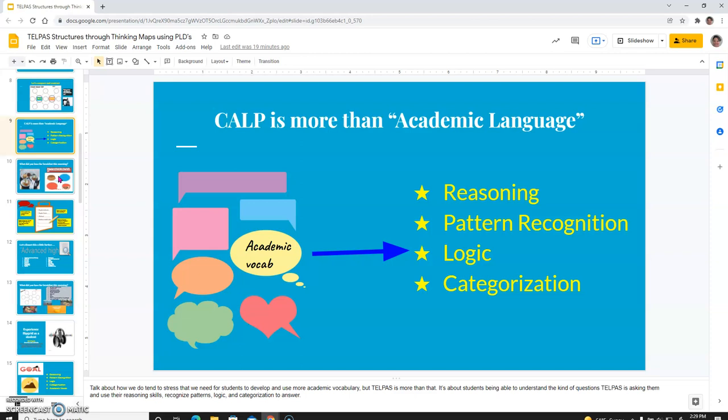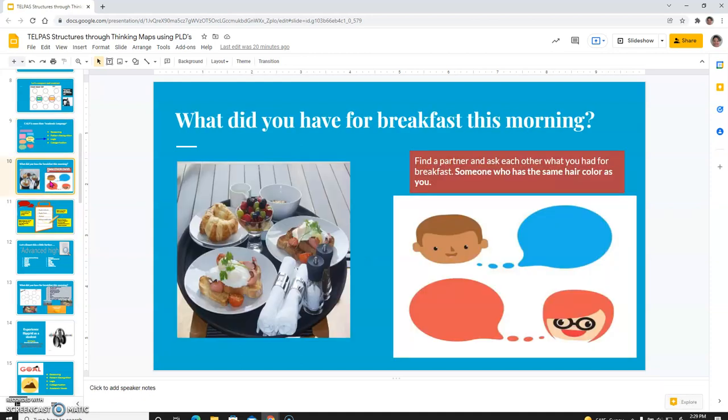And then I talk about how one of the places to start to improve our speaking and writing for students is the academic vocabulary, but it's actually more than just academic vocabulary. It's having students be able to reason, to recognize patterns, to use their logic, to be able to categorize the questions that they see on TELPAS that can also be answered within their own content.